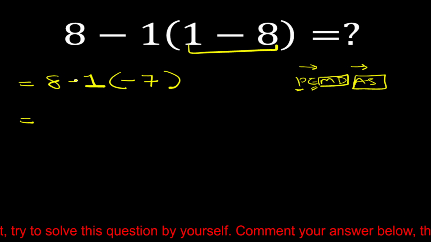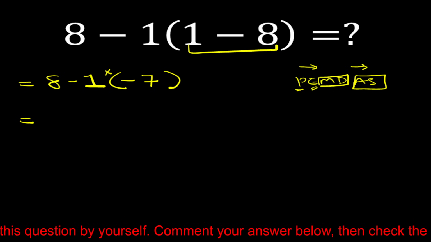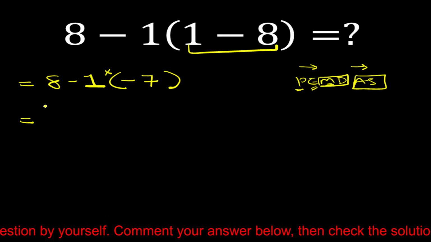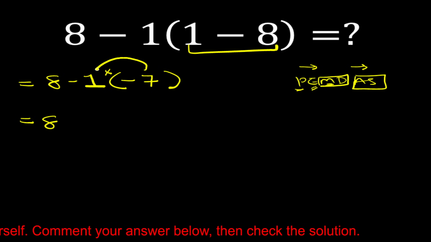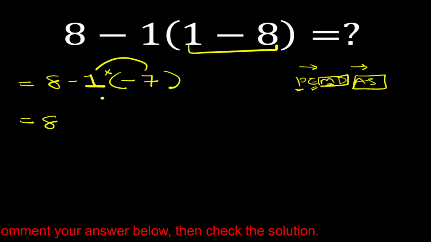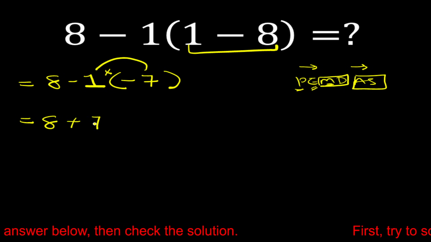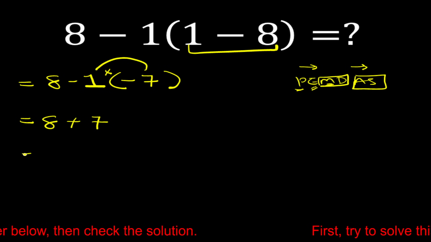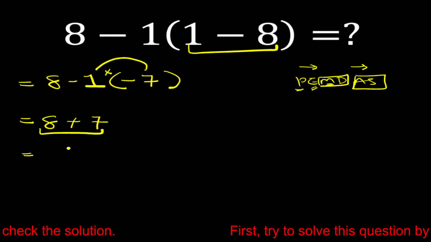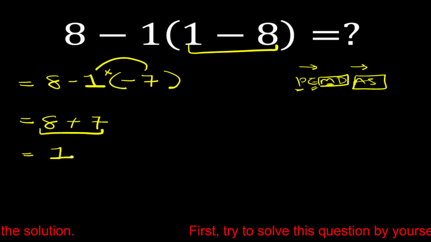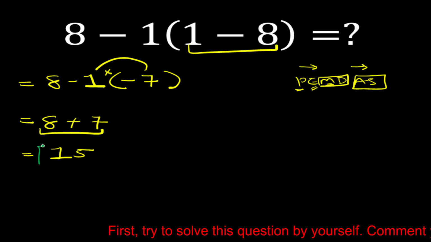Now here is a minus and here is a multiply. Okay. So second priority is multiply. Therefore 8. Now multiply minus 7 multiply minus 1 is equal to plus 7. Okay. Now add 8 plus 7 is equal to 15. Therefore the correct answer is 15.